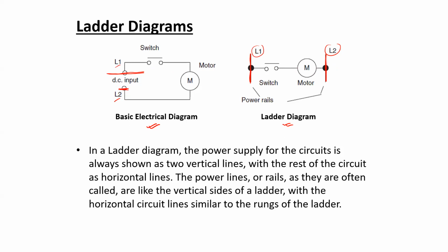So basically the name ladder diagram comes from the fact that the two vertical lines, the power rails, are similar to the vertical sides of a ladder, and the horizontal lines where the circuit components are placed are representative of the different rungs of a ladder. So this sort of representation has the shape of a ladder. That's why it is called a ladder diagram representation.